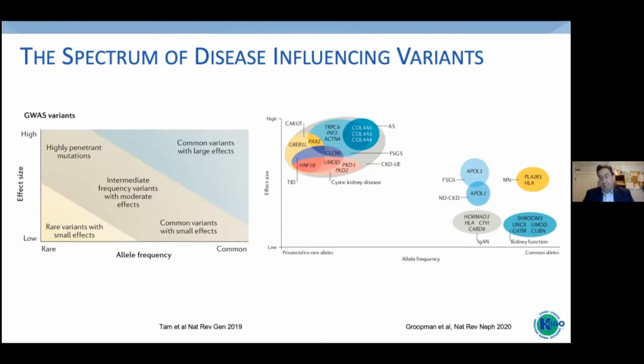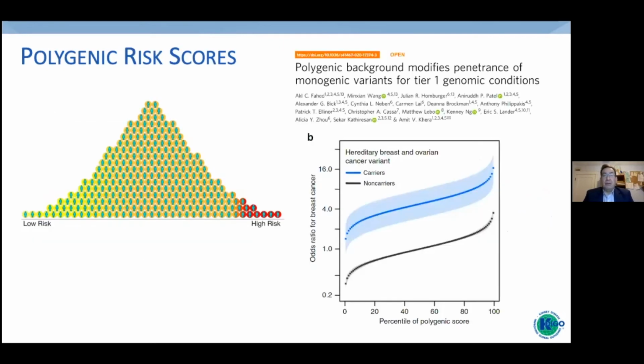Then on the bottom right are genes in which variants have been found to contribute to common forms, phenotypic descriptions of kidney disease like chronic kidney disease. UMOD is perhaps one of the best examples. And then APOL1, you see, is somewhat of an unusual example. It's got pretty large effect, and these variants are pretty common. We'll talk more about that as we go on.